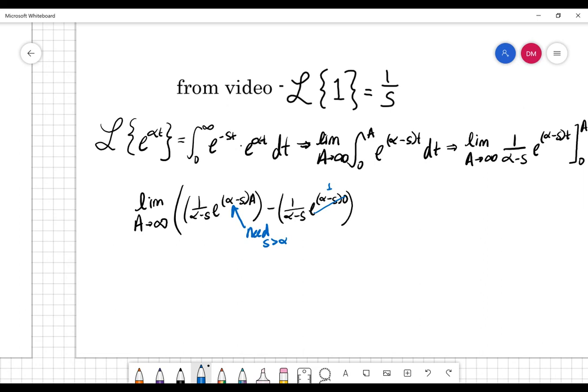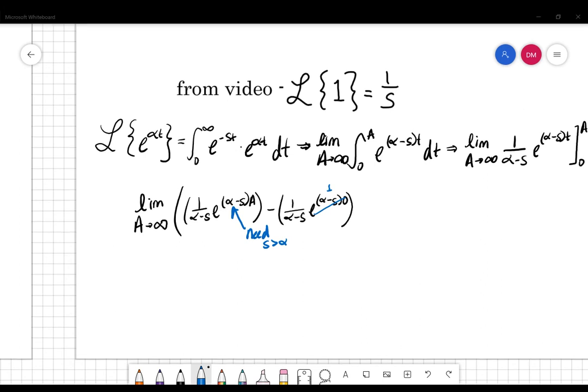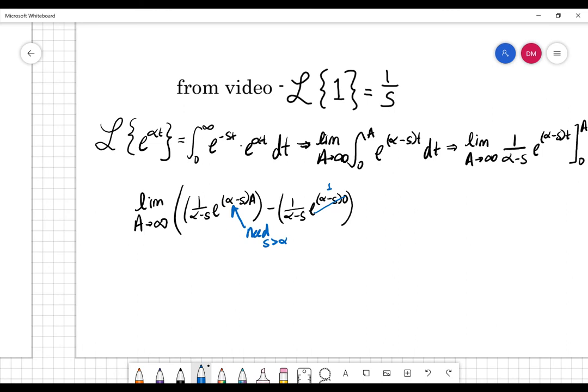Okay. The reason for s to be greater than alpha here is that if... oh my gosh. Hold on, let me think about this. Let me pause real quick. Okay, sorry for that quick blip.